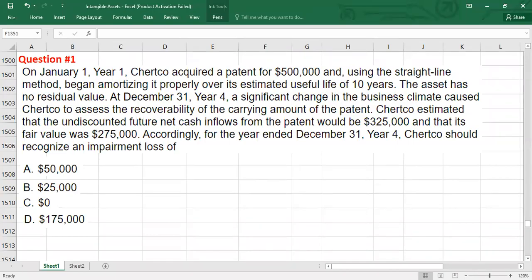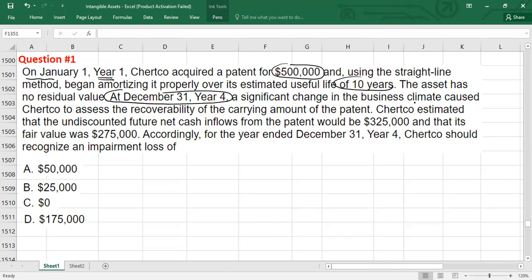Here we have a question. Question number one, on January 1, year 1, this is at the start of the year 1, C acquired a patent for $500,000. This is the cost of asset. Using the straight line method, so we will amortize over straight line method. Begin amortization, it's properly over its estimated useful life of 10 years. This is useful life. The asset has no residual value at December 31st, year 4. Like this is the end of year 4. You purchased at the start of the year 1.